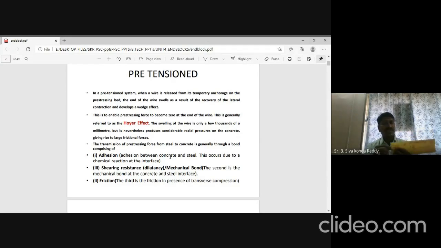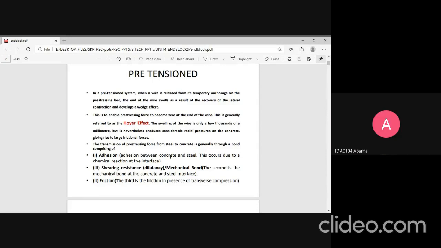The transmission of pre-stressing force from steel to concrete is generally through bond. Now we have seen the main reason for transferring your pre-stress from cable to concrete is by bond. This is agreed long back. Now this is stretched within the elastic limit.